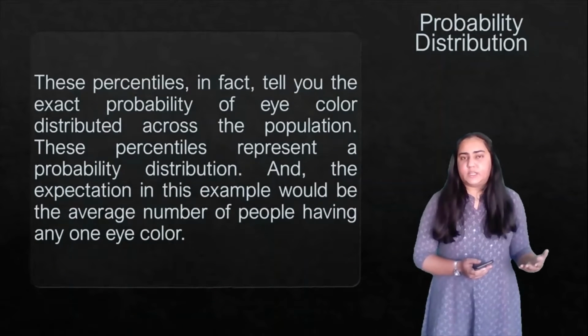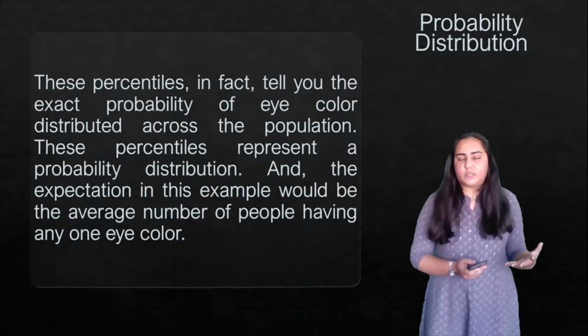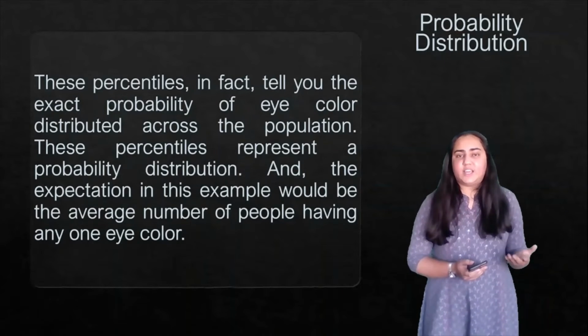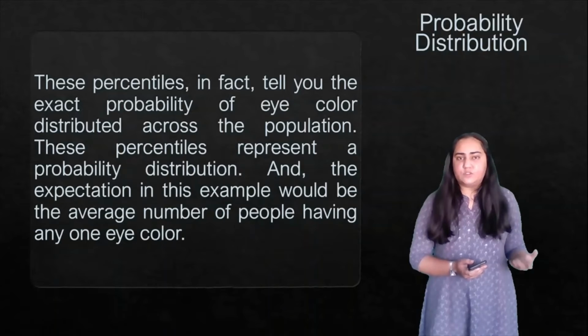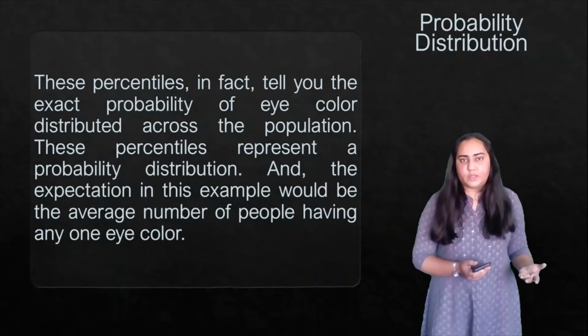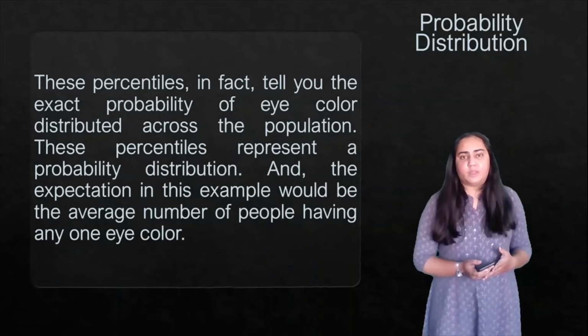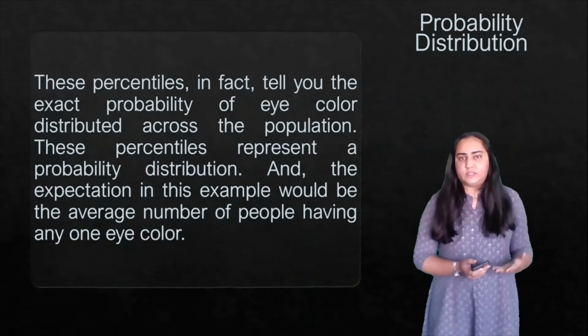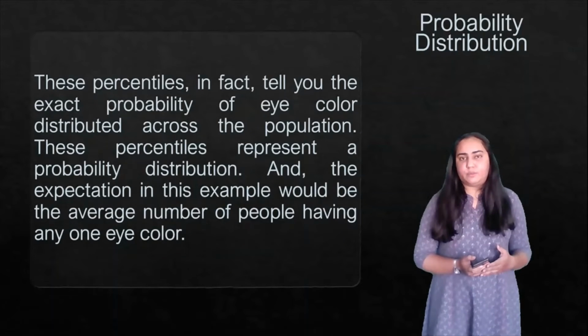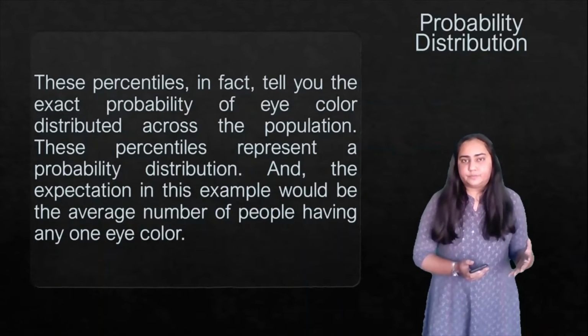So these percentages that you got are in fact the probability distribution, because they tell you the exact probability of eye color distributed across the population. These percentages represent a probability distribution, and the expectation in this example would be the average number of people having any one eye color.